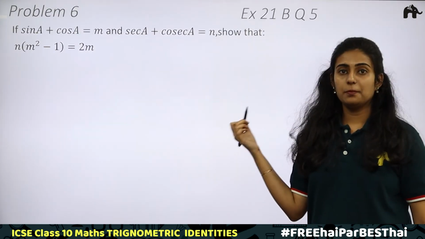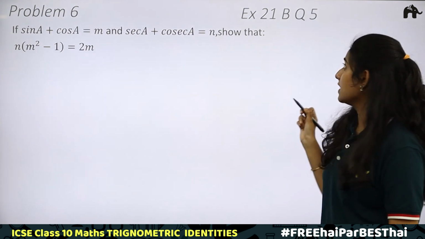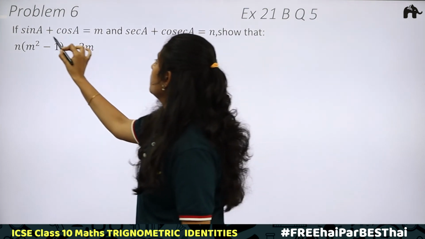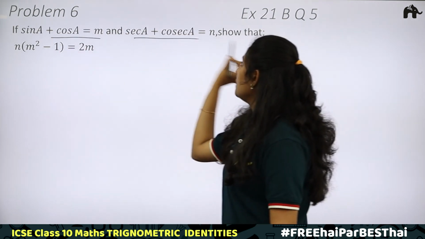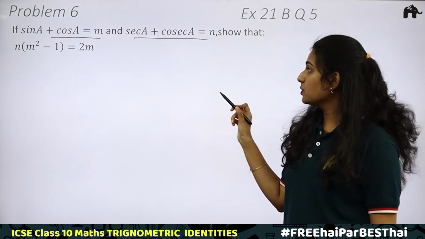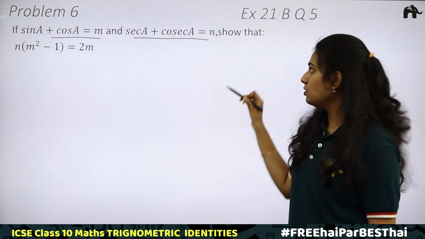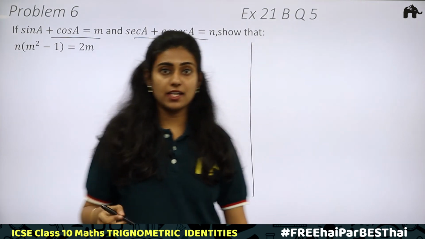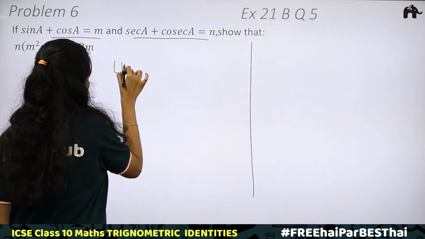Okay, problem number 6, question 5 of exercise 21B. If sin A plus cos A is equal to m and sec A plus cosec A is equal to n, show that n into (m square minus 1) is equal to 2m. Okay, n into (m square minus 1) is our LHS.